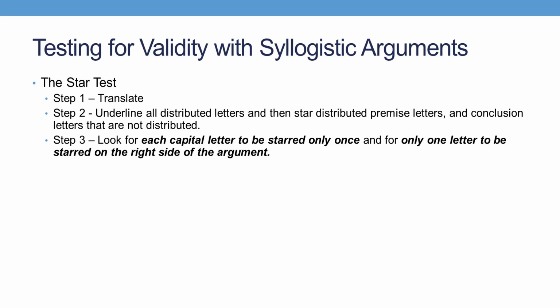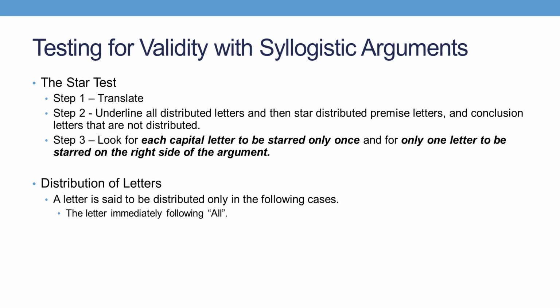And then the last step is to look to see that after you've starred your distributed letters, each capital letter in the argument is starred once and only once, and for only one letter to be starred on the physical right side of the argument. And we'll go into more detail later. At the end, if you get to step 3 and each of your capital letters is starred once and only once, and you have only one starred letter on the right hand side of your argument, then you have a valid argument. In any other situation, it's invalid.